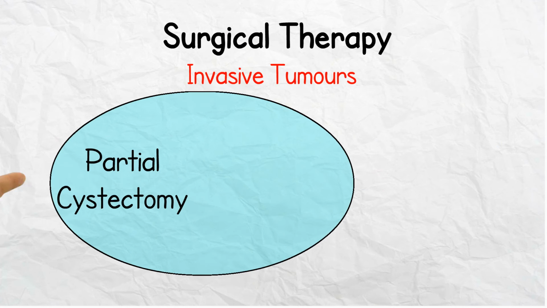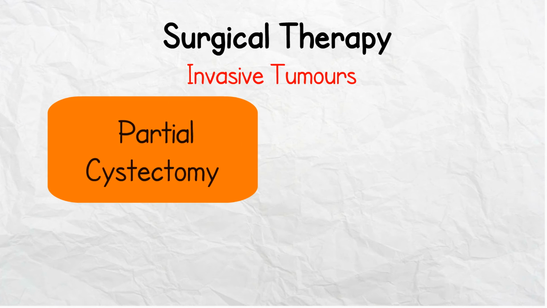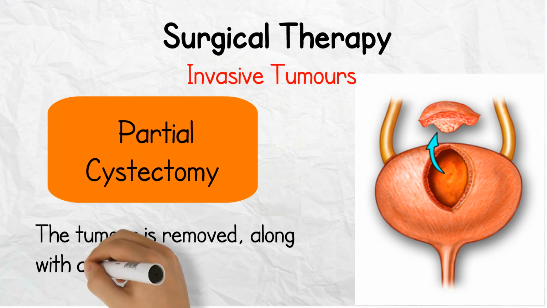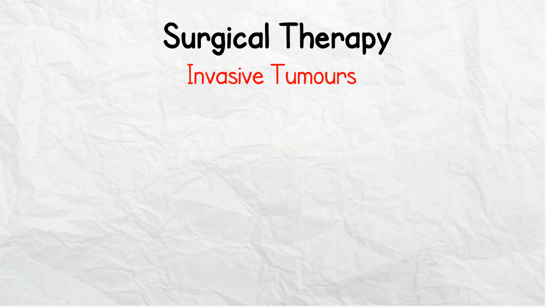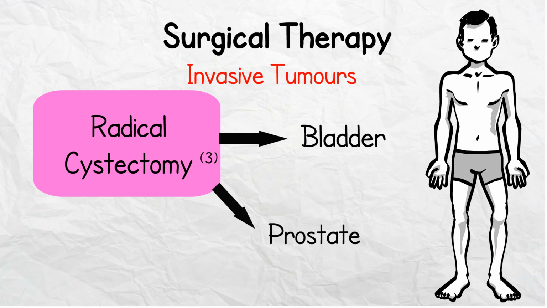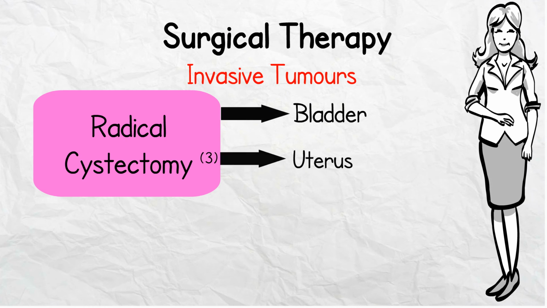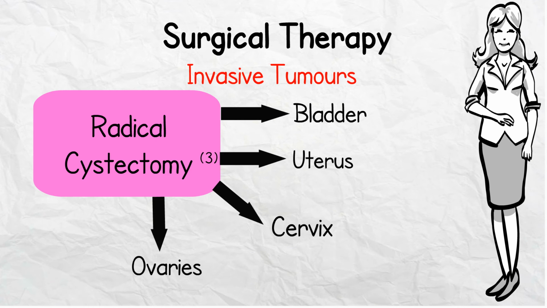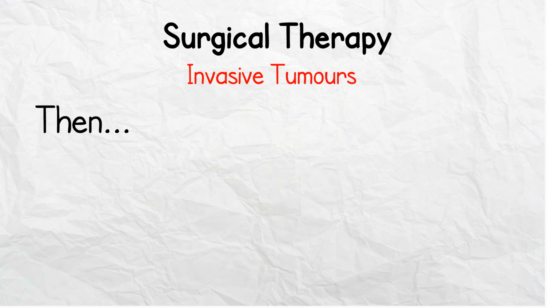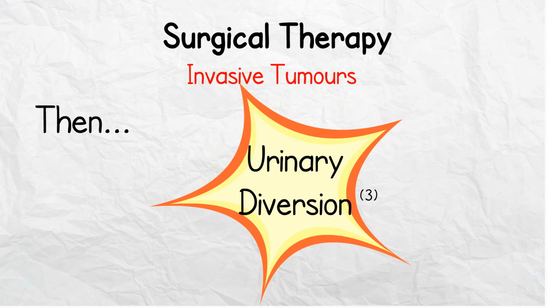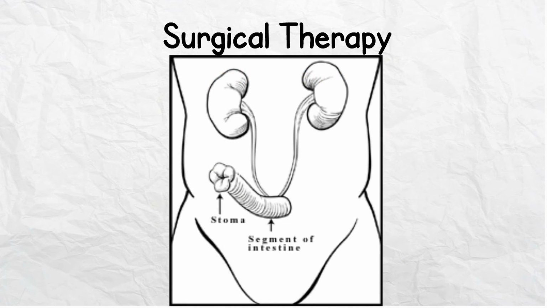But what happens when the cancer becomes more invasive? Then, either a partial or a radical cystectomy with urinary diversion are used. In a partial cystectomy, the portion of the bladder wall that contains the cancer is removed, along with a margin of normal tissue. In a radical cystectomy, the bladder, prostate, and seminal vesicles are removed in men, and the bladder, uterus, cervix, ovaries, and urethra are removed in women. In both procedures, urinary diversion is then completed to reroute the flow of urine out of the body, usually with an ileal conduit as mentioned earlier.